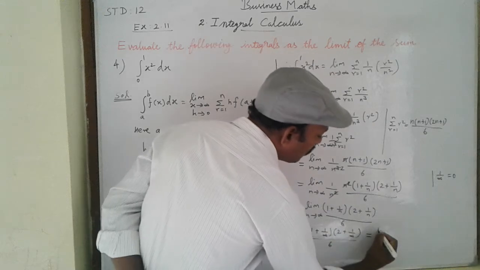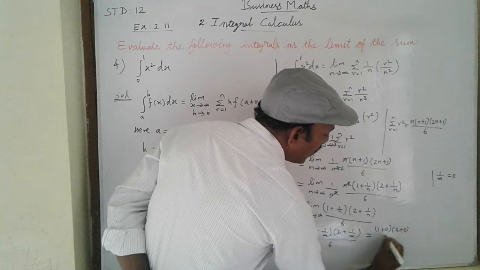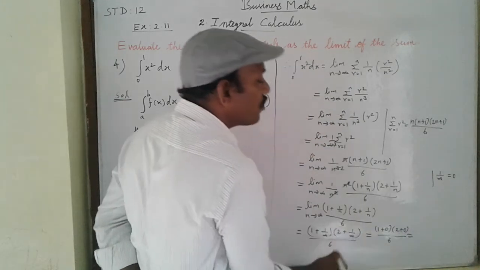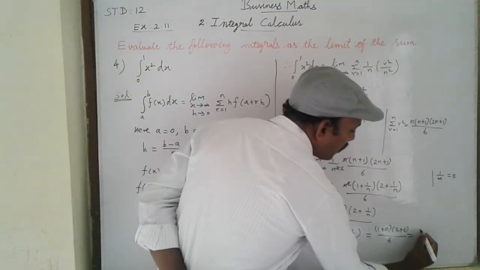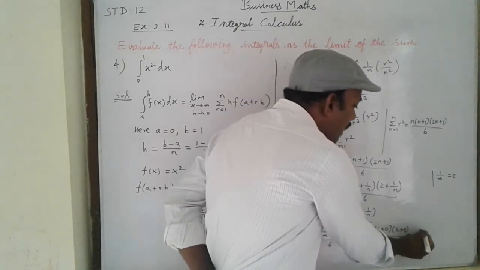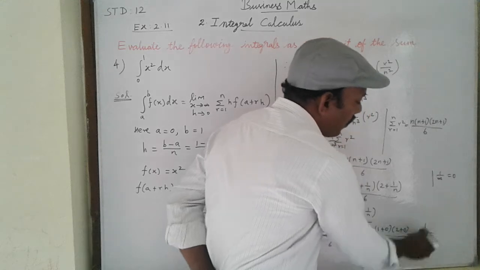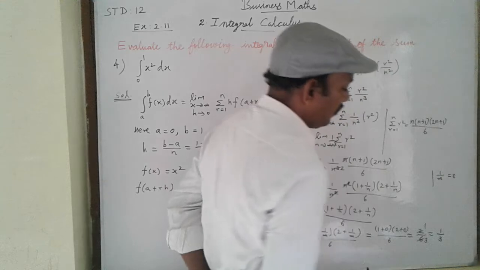So 1 plus 0 into 2 plus 0 divided by 6. 1 plus 0 is 1, 2 plus 0 is 2, 1 into 2 is 2. 2 divided by 6: here 2 goes one time, here 3 times. So it is 1 divided by 3.